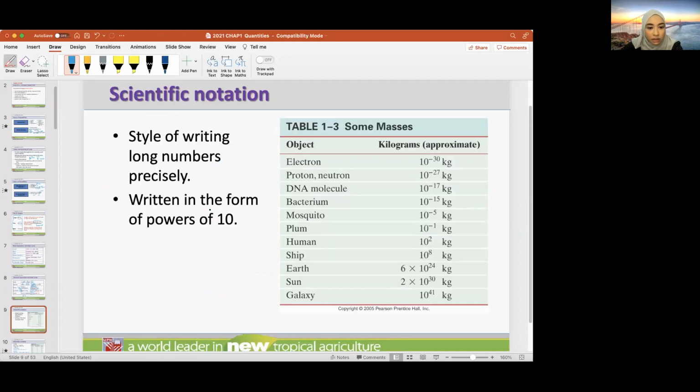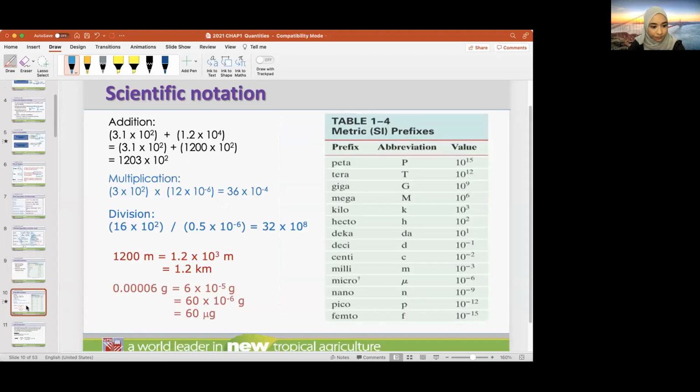Okay, so it is written in the form of powers of 10. These are a bunch of examples. I don't think it's important to go over this. I think you know what scientific notation is. Okay, moving on. Oops. Saya punya laptop macam bunyi sikit because I don't know. I think because of Zoom.